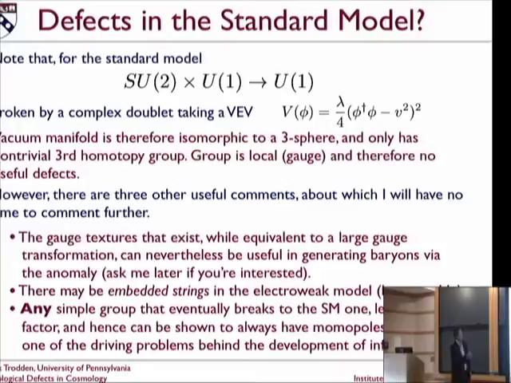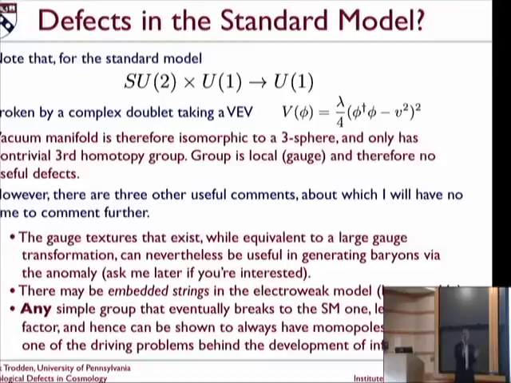So people are even interested in this part of gauge theories, of topological defects, even though it's in a gauge theory. Another comment I'd like to make is that even though there are no topological defects in this theory, it turns out there can be interesting solutions that look just like topological defects. These go under the heading of what are called embedded strings. In the actual electroweak theory, they're unstable. But if you modify the electroweak theory slightly, you can make them stable.